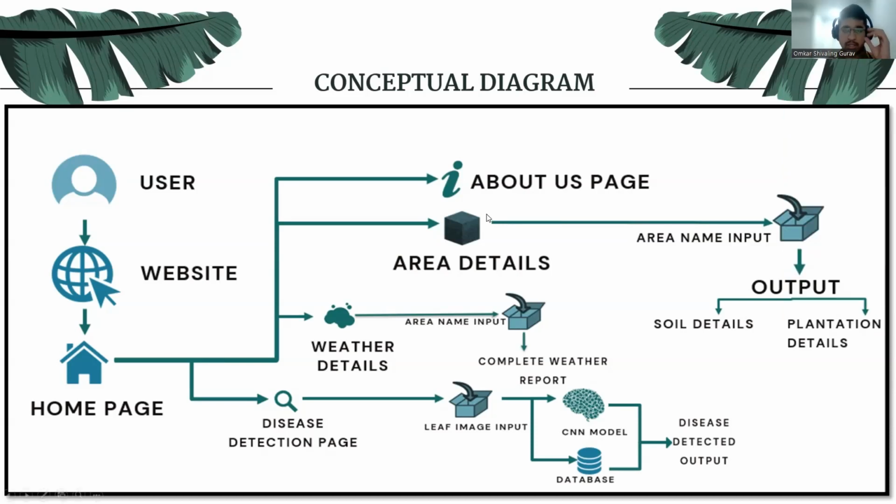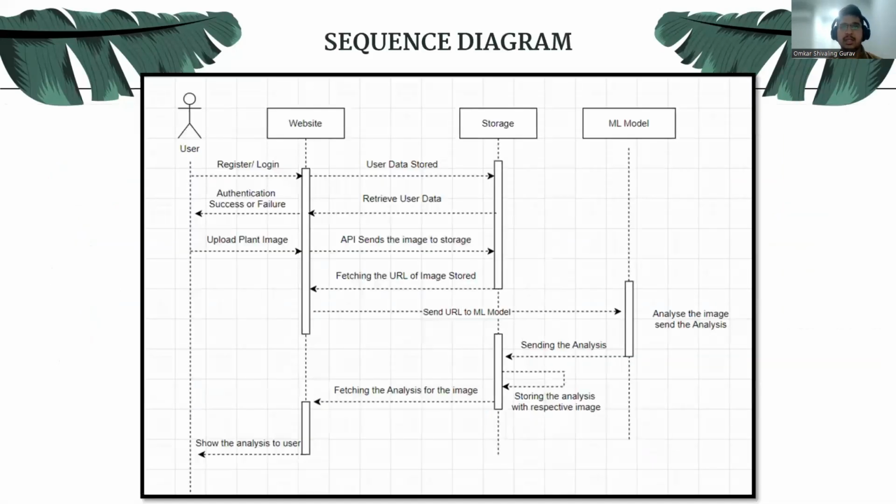Next is the sequence diagram. So here is our sequence diagram. The user will come to our website and log in. Then the website will send a request to our server, and we'll get a response of whether the authentication is a success or failure, so that after that the user can log into the website. Then later he can upload the photo of an image.